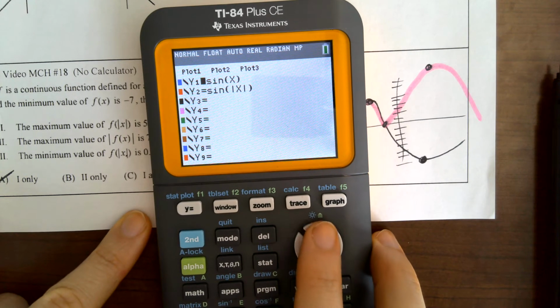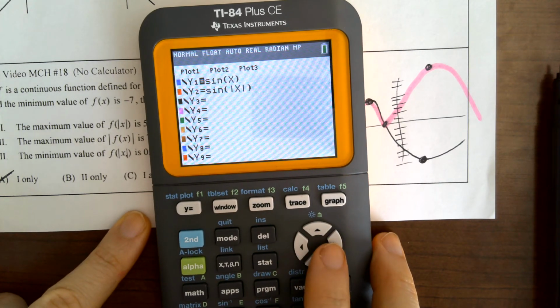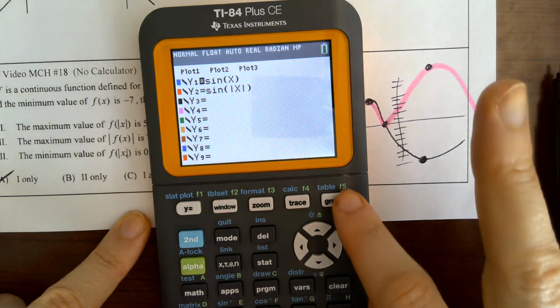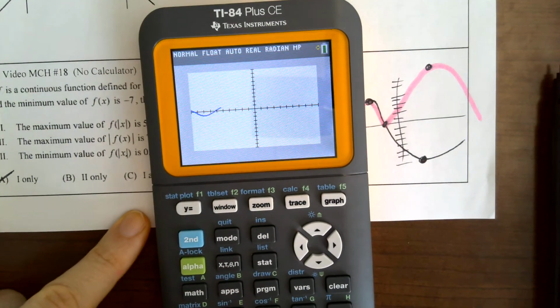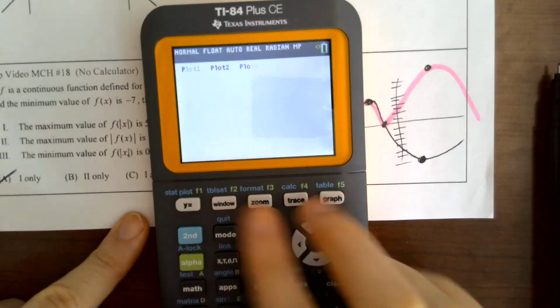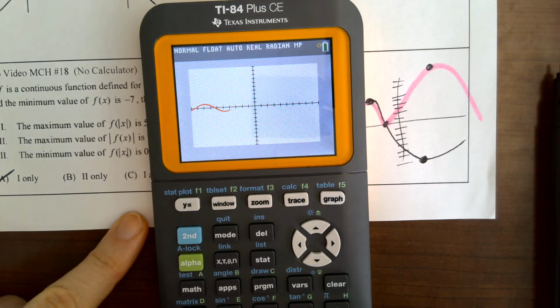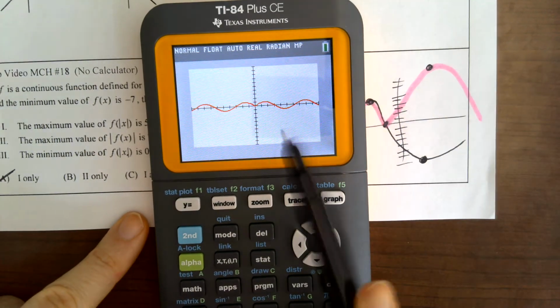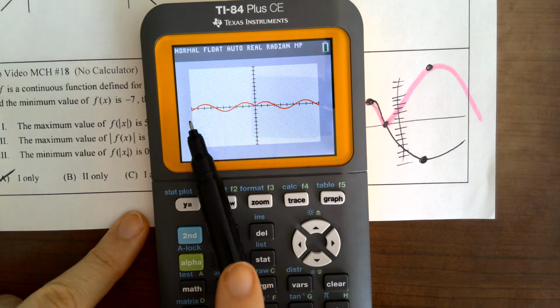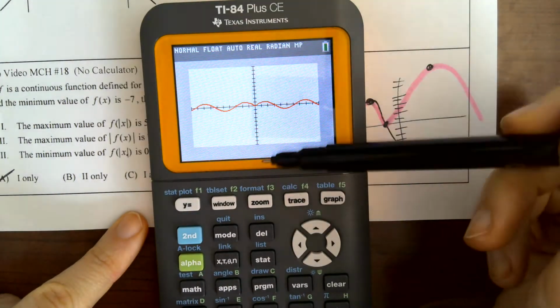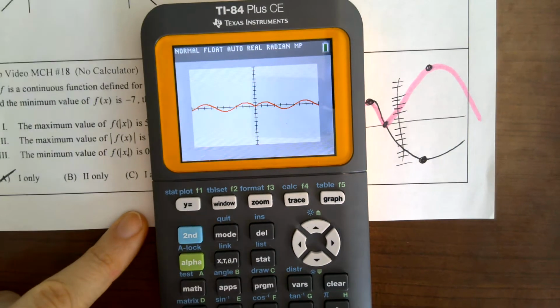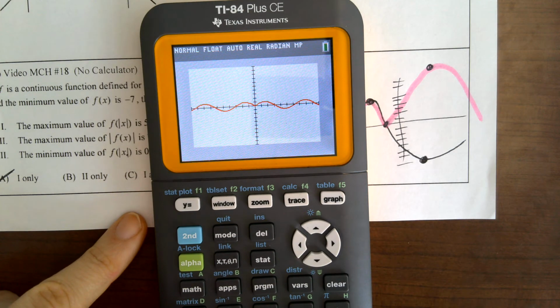So let's look at sine of x versus sine of the absolute value of x. Okay, so sine of x looks like this. All right, so you see all those maxes and mins. But then if I do sine of the absolute value of x, all that it did was make the function symmetric over the y-axis, but it did not change the highs or the lows at all, okay?